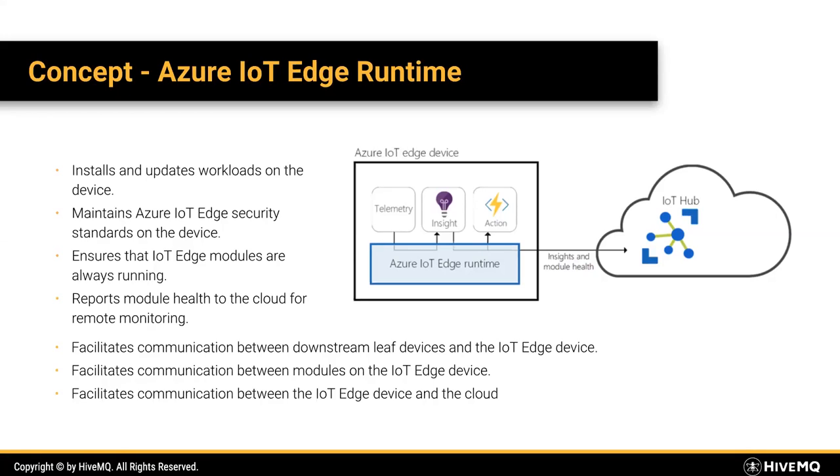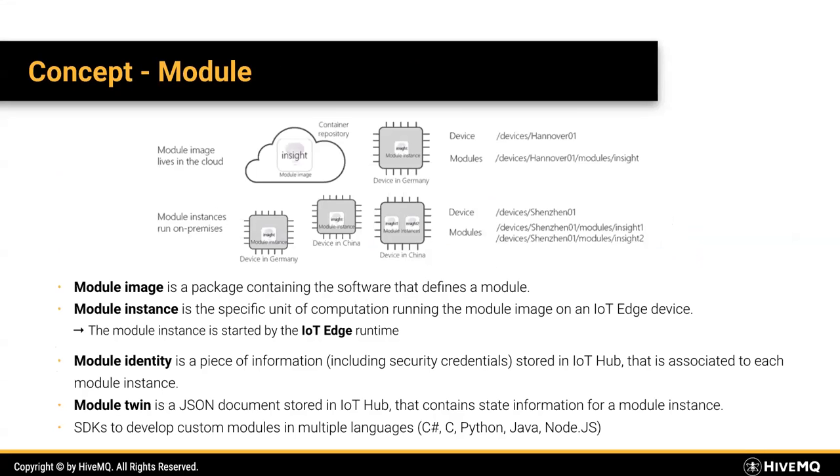Modules are deployed to IoT Edge devices, and they execute locally, of course, on these devices. Next one. So an IoT Edge module is the unit of execution that is implemented as a Docker container, or a Docker-compatible container, that runs your business logic on the IoT Edge.